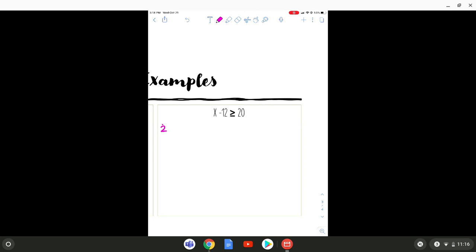So here I have x minus 12 is greater than or equal to 20. So I'm going to go ahead and skip straight to step 2, which is to add or subtract your constant. So here I have a constant. It is 12. To get rid of that minus 12 on both sides, I'm going to add 12 to both sides. And that is going to give me x is greater than or equal to 32.